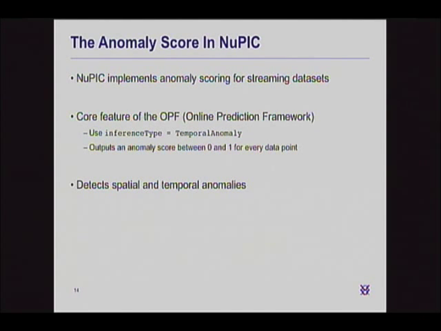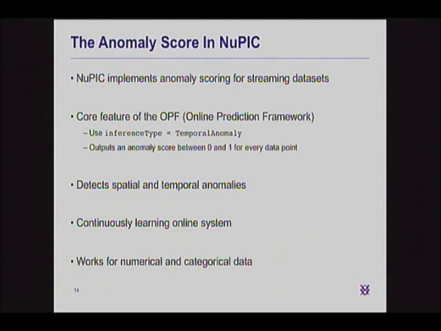NuPIC, as implemented today, will detect a lot of the spatial and temporal anomalies that I showed you, and it does a pretty decent job at it. Because of the nature of the CLA, it's also a continuously learning online system. So for those temporary anomalies, it'll detect the anomaly, and then it'll quickly learn that that's the new normal.